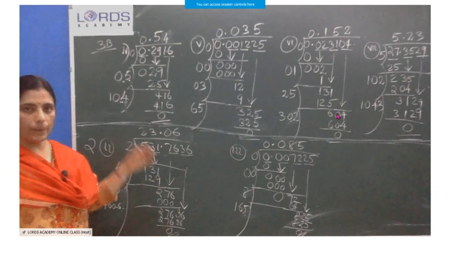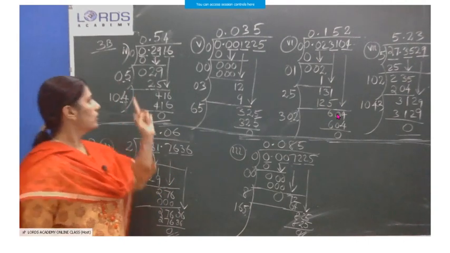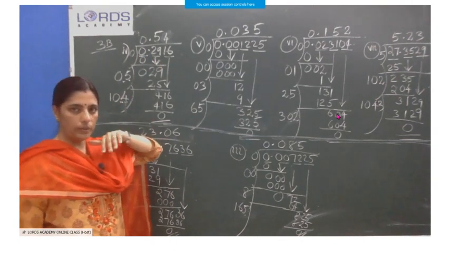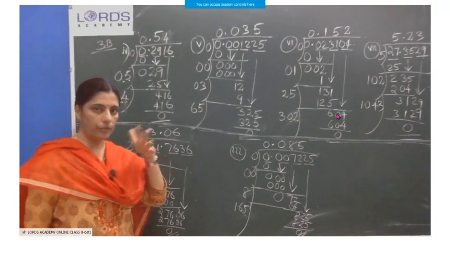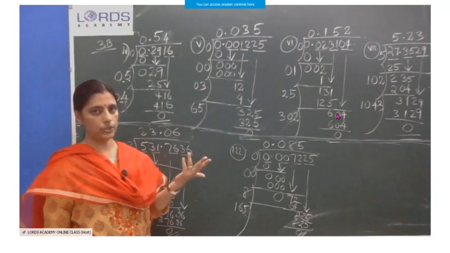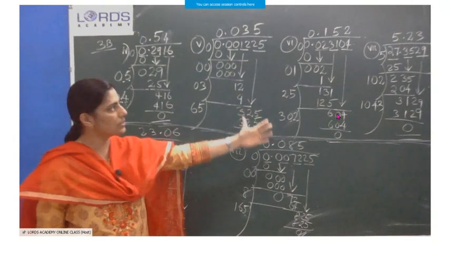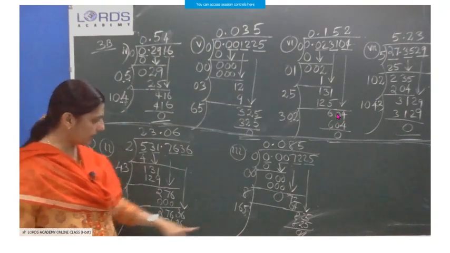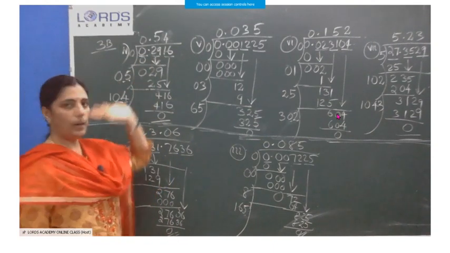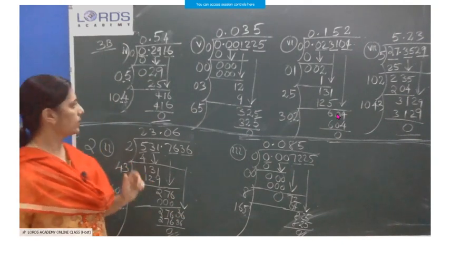That means it's a perfect square. When you get the remainder as 0, that means it's a perfect square. So even if it is a decimal number, it can be a perfect square. Don't think that if it is a decimal, it's not a perfect square. It's not like that. Decimal numbers also can come as perfect squares. This is an example. All the questions are decimal numbers, but we are getting the remainder as 0, so all are perfect squares. 0.2916 is a decimal number, but it is a perfect square.